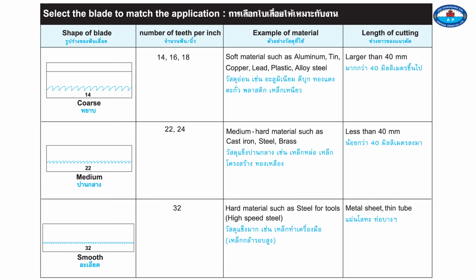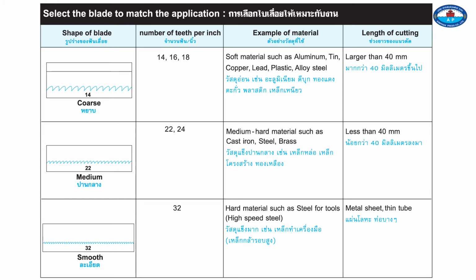Shape of blade: medium. Number of teeth per inch: 22, 24. Example of material: medium to hard material such as cast iron, steel, brass. Length of cutting: less than 40 millimeters.